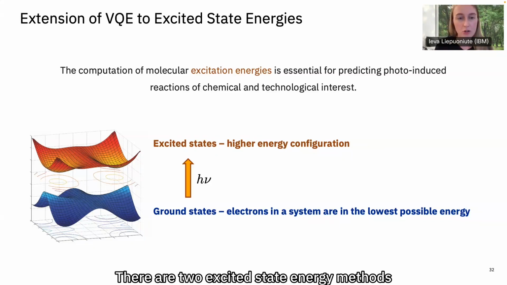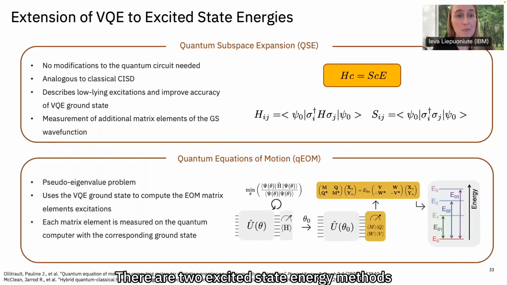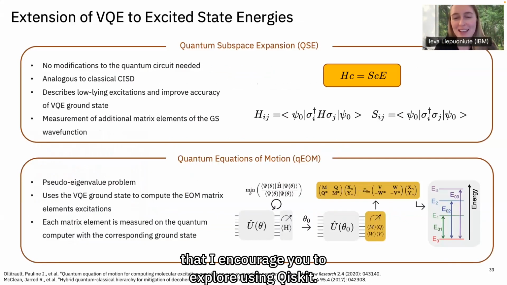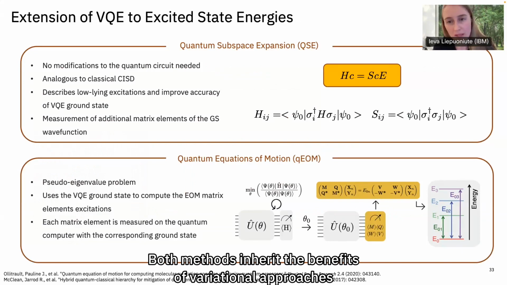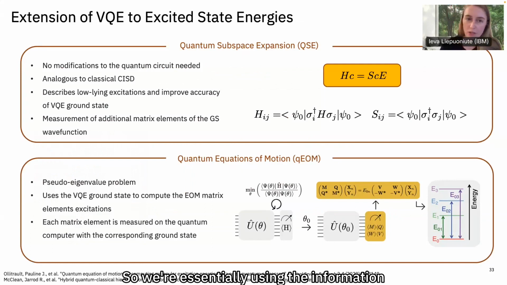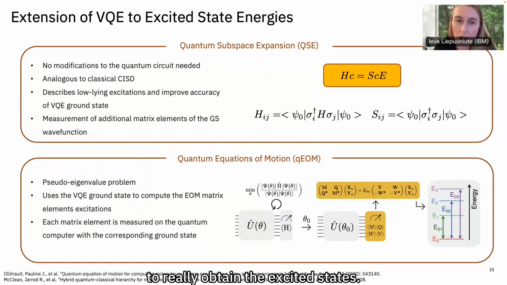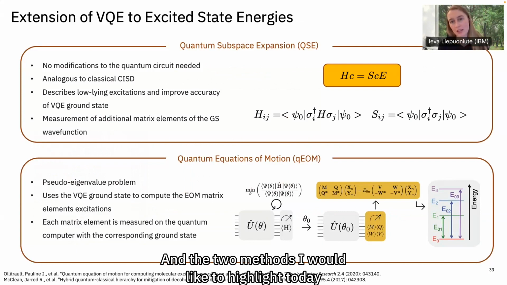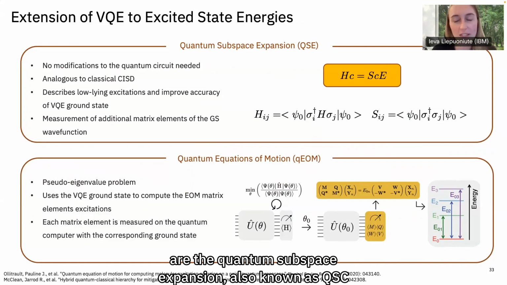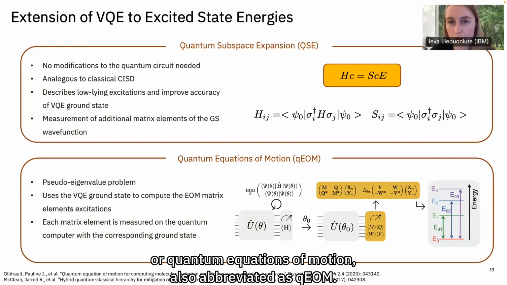There are two excited state energy methods that I encourage you to explore using Qiskit. Both methods inherit the benefits of variational approaches from ground state calculations. So we're essentially using the information from the VQE ground state energy calculation to obtain the excited states. The two methods I would like to highlight today are the quantum subspace expansion, also known as QSE, or quantum equation of motion, also abbreviated as QEOM.